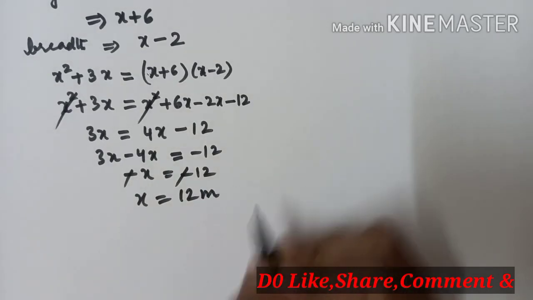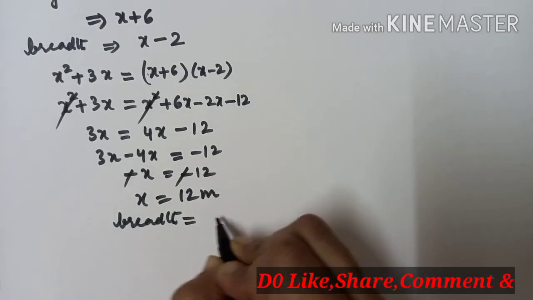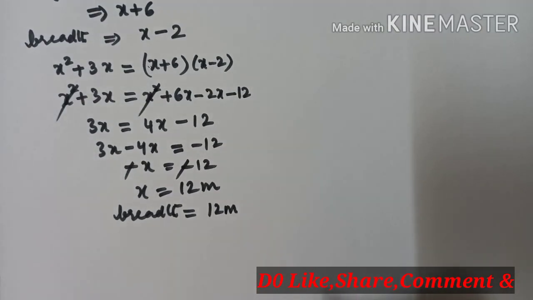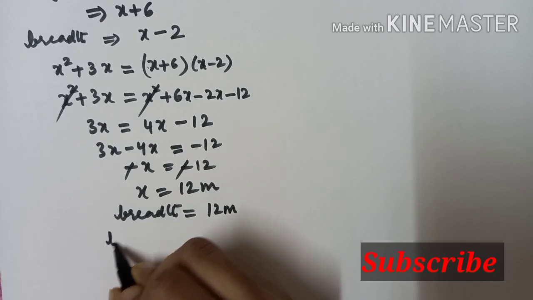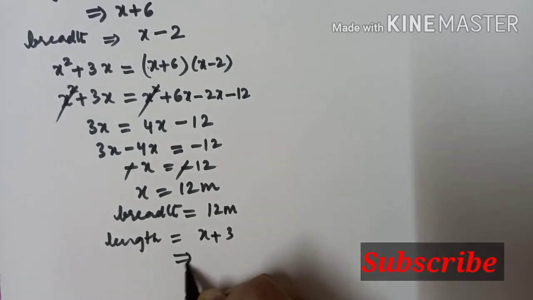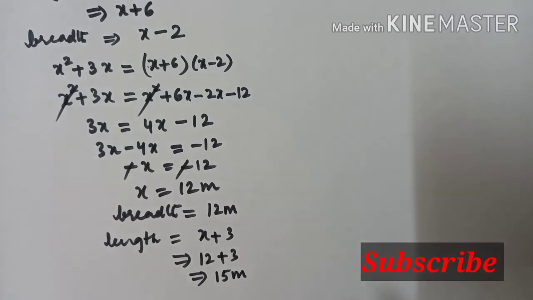So what is your x actually? What you have assumed for your x, you have taken that for breadth. So breadth is nothing but 12 meters. Now what about length? Length is x plus 3. So in this x, let us just substitute 12 plus 3. So we will actually get the length, which is nothing but 15 meters.